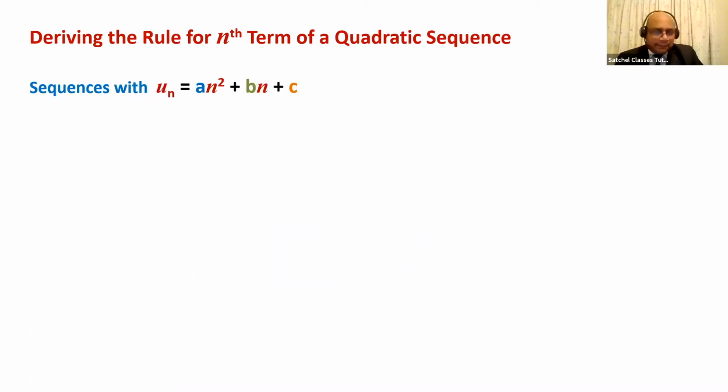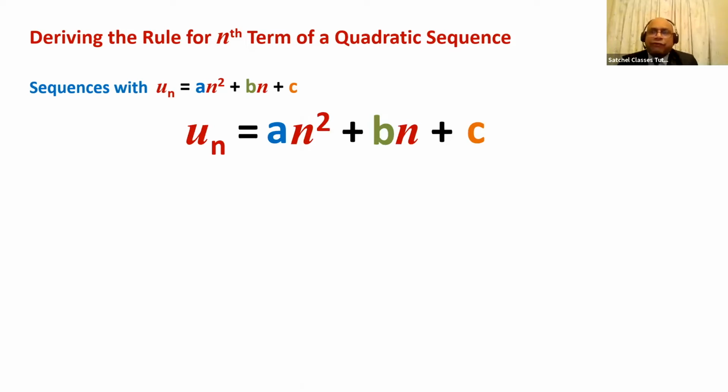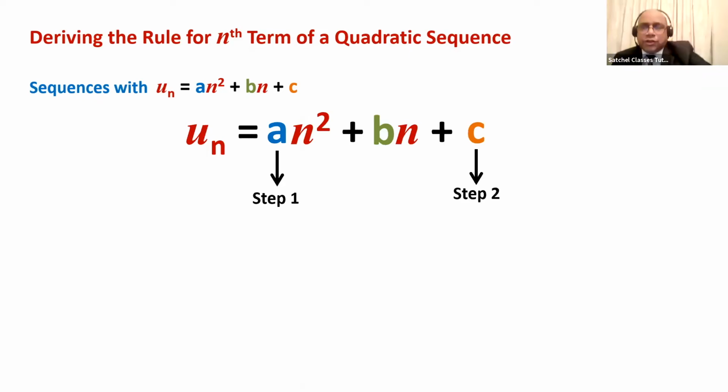Right. And finally, let's get to the most complicated quadratic sequences, which is of the form un equals an squared plus bn plus c. It has all the 3 terms, okay, n squared, n, and the constant. So if you're given such a sequence, your first step should always be to find a. The second step should be to find the constant value, which is c. This can be done using the two methods that we learned earlier. And finally, we should find b, which is step 3. We'll learn how to do that.